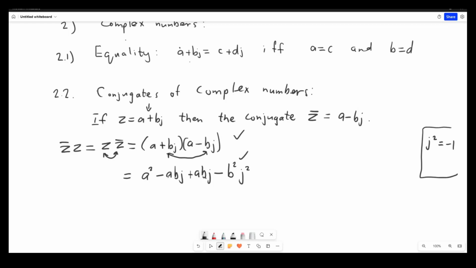So you guys can see there's a cancellation of these two middle terms. And then what we remain with is a squared minus b squared j squared, and j squared, like we said, is -1.